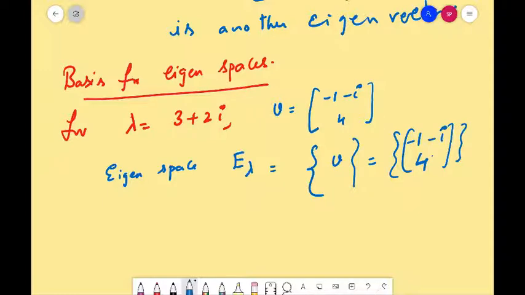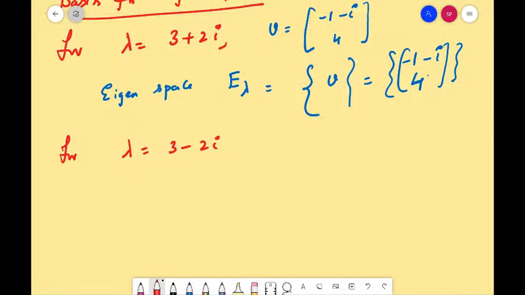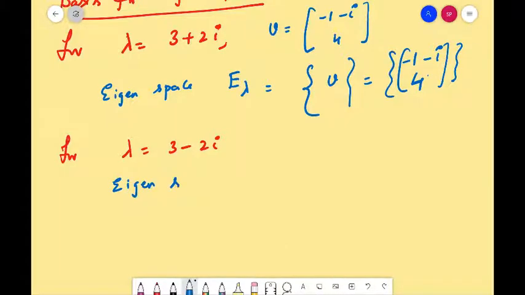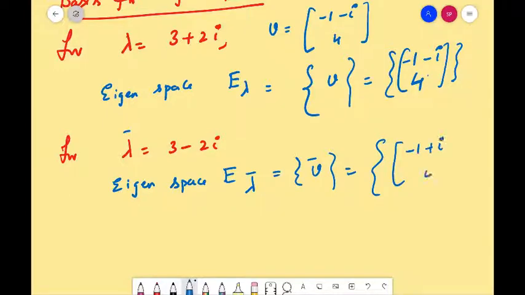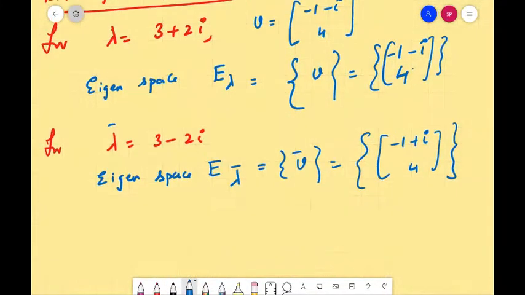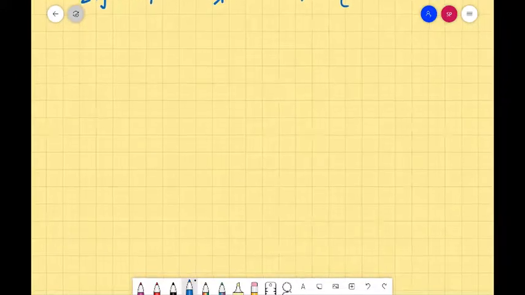And similarly, for lambda is equal to 3 minus 2i, we have the eigenspace E lambda bar, which is equal to the set containing v bar, which is the vector minus 1 plus i, 4. This is how to find the eigenspace also. Now we will do one more practice problem.